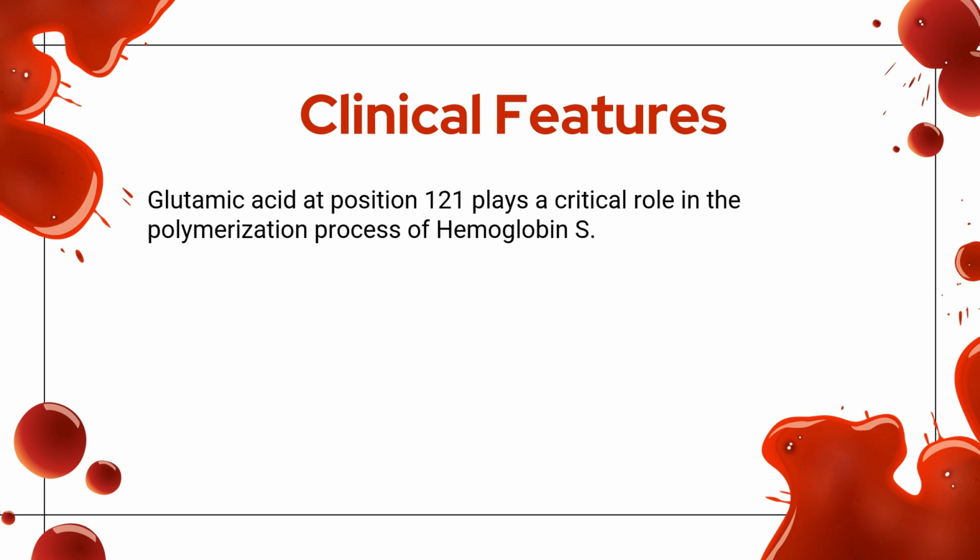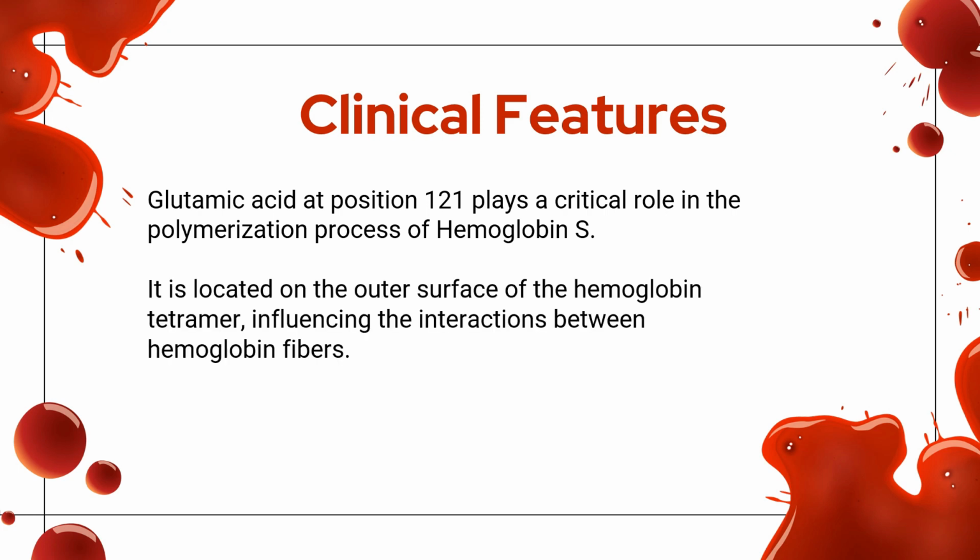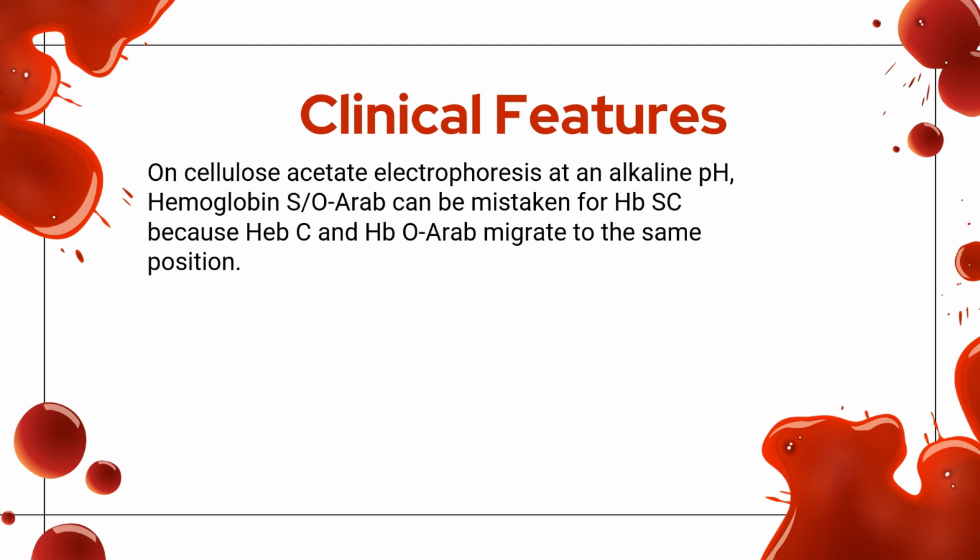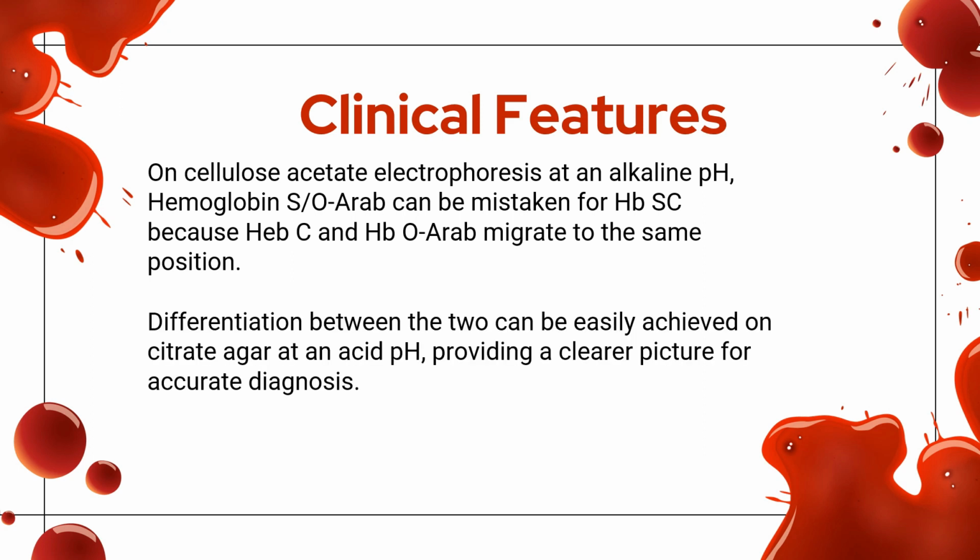Glutamic acid at position 121 plays a critical role in the polymerization process of hemoglobin S. It is located on the outer surface of the hemoglobin tetramer, influencing the interactions between hemoglobin fibers. On cellulose acetate electrophoresis at an alkaline pH, hemoglobin S/O Arab can be mistaken for hemoglobin SC because hemoglobin C and hemoglobin O Arab migrate to the same position. However, differentiation between the two can be easily achieved on citrate agar at an acid pH, providing a clearer picture for accurate diagnosis.